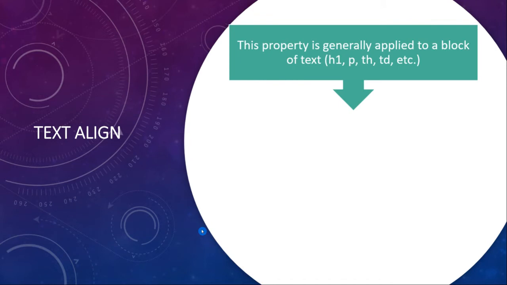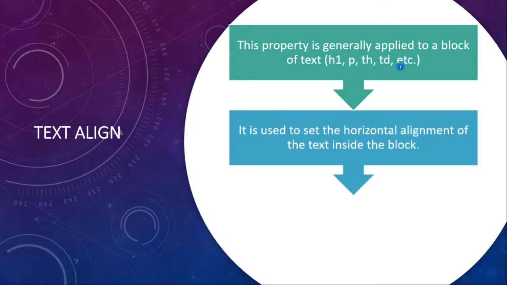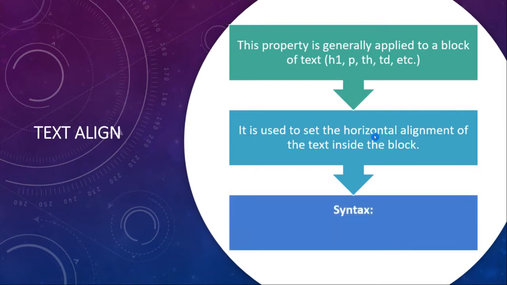Text align is used to apply for a block of text. Examples are a heading, a paragraph, and then a table row and table column. So it is for a block of text. It is used to set the horizontal alignment of the text inside the block. So when you are selecting a block of text, suppose it is a paragraph, the horizontal alignment of the text can be done using the text align property.